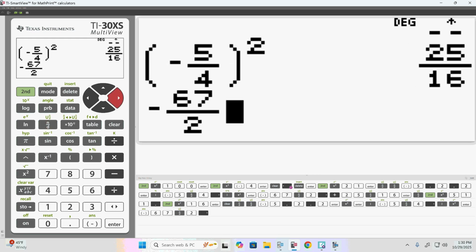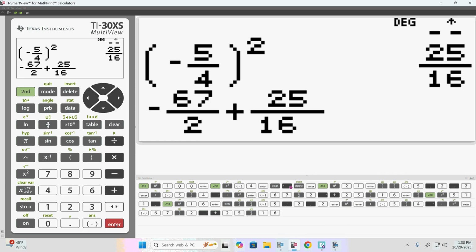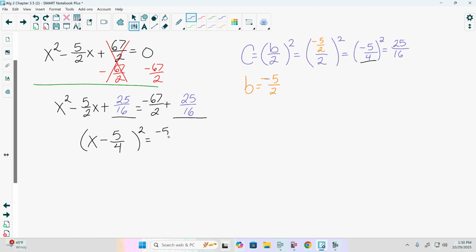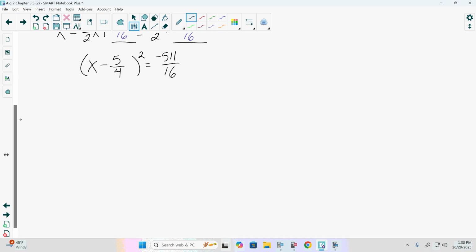I'm just telling the calculator, hey, do this for me. Now we can start solving. We're going to square root both sides. The left-hand side, the square root and square will cancel, telling us we have x minus 5/4.